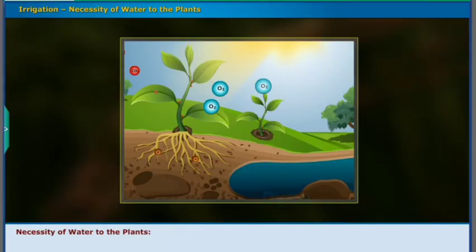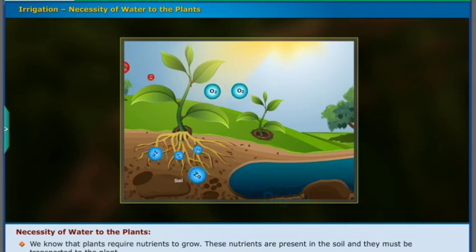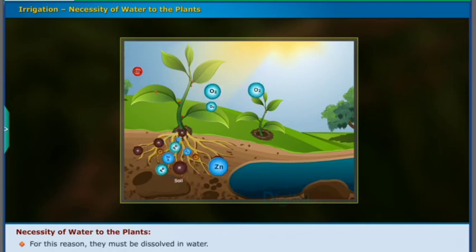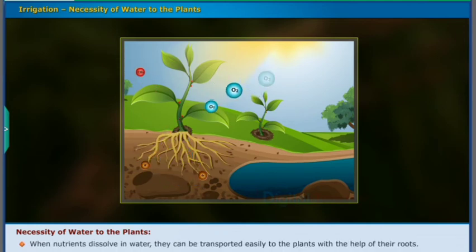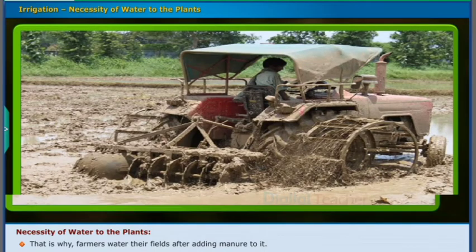Here, let us study the necessity of water to the plants. We know that plants require nutrients to grow. These nutrients are present in the soil and they must be transported to the plant. For this reason, they must be dissolved in water. When nutrients dissolve in water, they can be transported easily to the plants with the help of their roots. That is why farmers water their fields after adding manure to it.